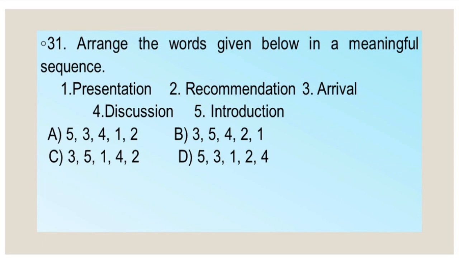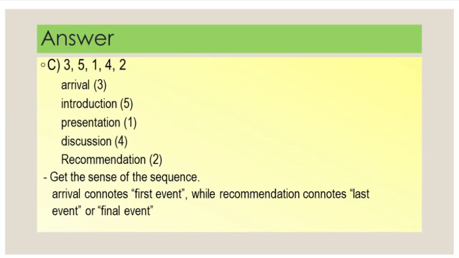The word arrival is associated with the first event. Probable answer is either Charlie or Bravo. So we are going to eliminate Alpha and Delta. Now take note that among the four words there, recommendation is associated with the last event. So we are going to choose Charlie. 3, 5, 1, 4, 2: arrival, then introduction, followed by presentation, then discussion, and the last event is recommendation. So take note, you have to get the sense of the sequence.